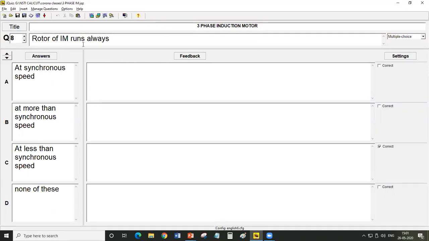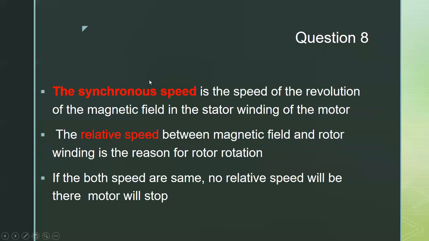Next question: the rotor of an induction motor runs always. There is an important term here, synchronous, which we already discussed. The rotor of the induction motor follows the rotating magnetic field, and the speed of the rotating magnetic field is the synchronous speed. Synchronous speed is the speed of the magnetic field in the stator winding. The reason for rotation of the rotor is the relative speed between the rotating magnetic field and the rotor winding. If there is no relative speed, there will be no rotation.